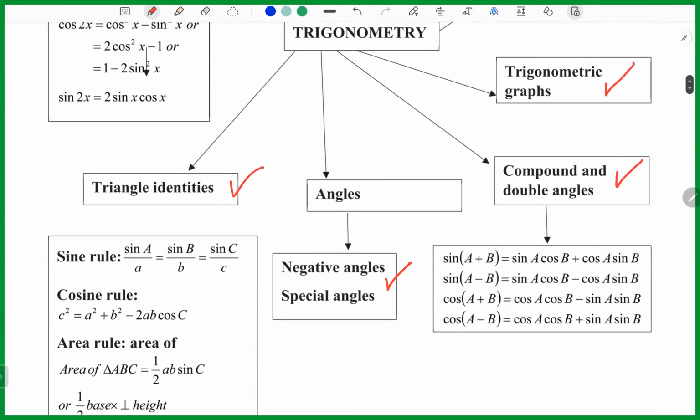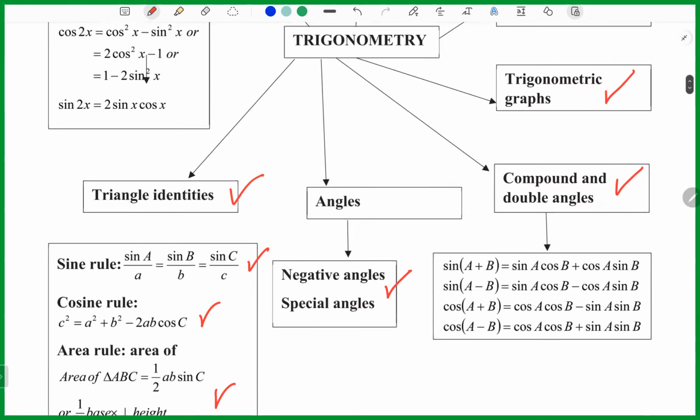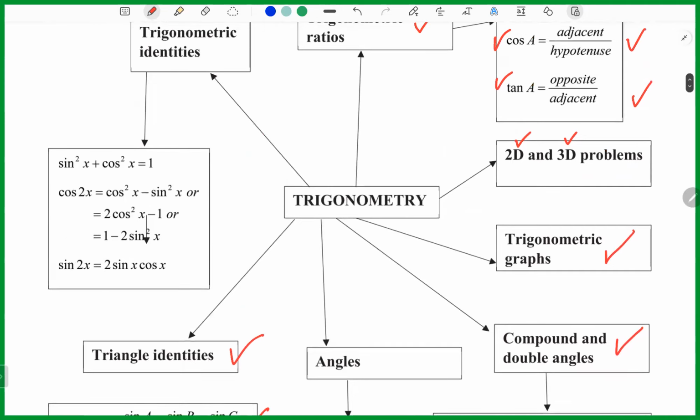We shall be looking at identities. We shall be looking at the sine rule, the cosine rule, the area rule. We shall be looking at these identities, the trigonometric identities, the fact that sine squared plus cosine squared is 1, and the three identities for cosine 2x, where the first one is cosine 2x is cosine squared x minus sine squared x. Okay, but cosine 2x is also 2 cosine squared x minus 1. All right, but cosine 2x is also 1 minus 2 sine squared x.